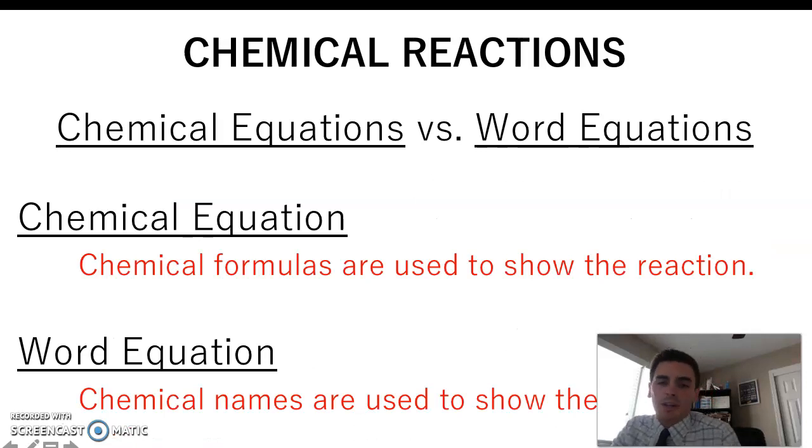You'll see two different kinds of ways that we express chemical reactions. A lot of times in class we'll say that you need to be bilingual and be able to use both of them. Chemical equations are when we use formulas to show what happens, whereas a word equation, you'll have a quiz over this, is where we don't use the formulas and subscripts, we instead use the chemical names.